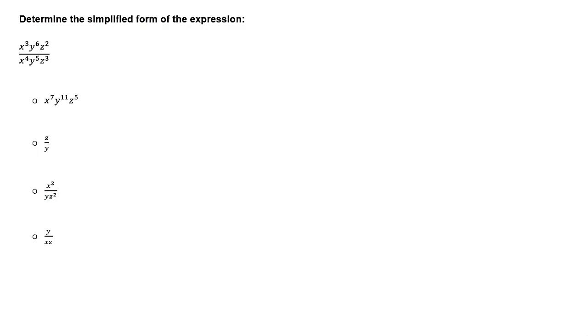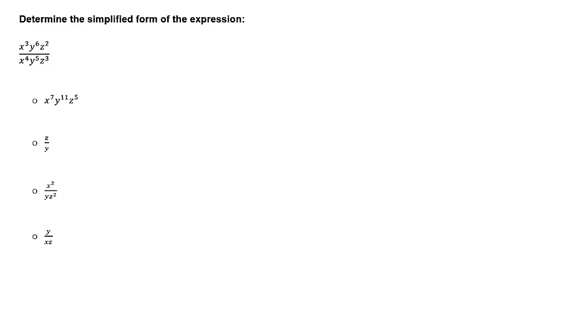Determine the simplified form of the expression x to the third, y to the sixth, z squared, divided by x to the fourth, y to the fifth, z cubed. Is it x to the seventh, y to the 11th, z to the fifth; z divided by y; x squared divided by yz squared; or y divided by xz?